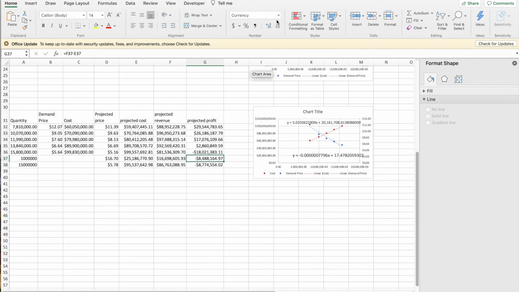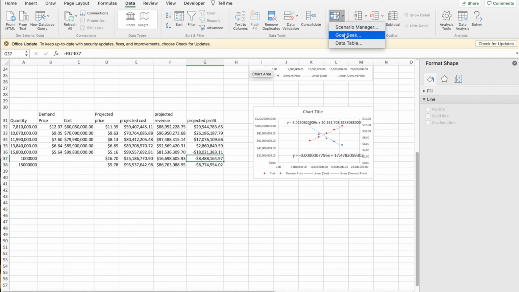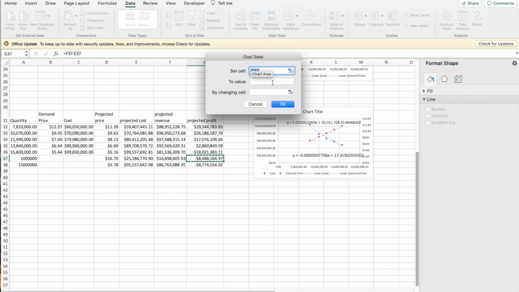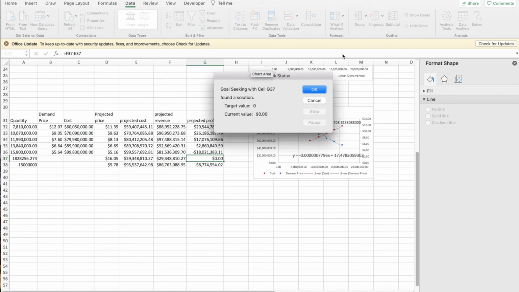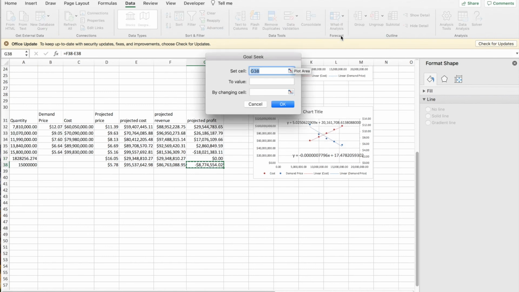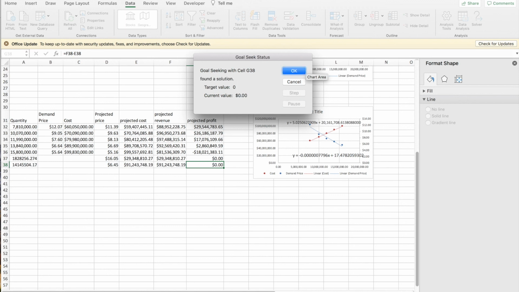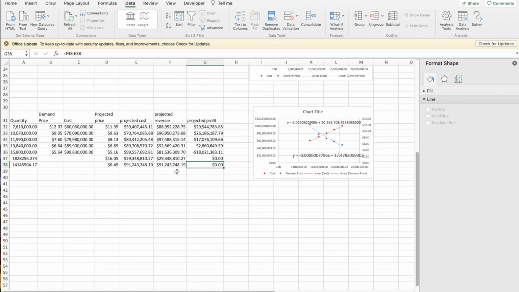I use goal seek, what if analysis, goal seek. I'd like to make G37 0 by changing A37. And I'd like to make what if analysis again. I'd like to make G38 0 by changing A38. And I look at my numbers.